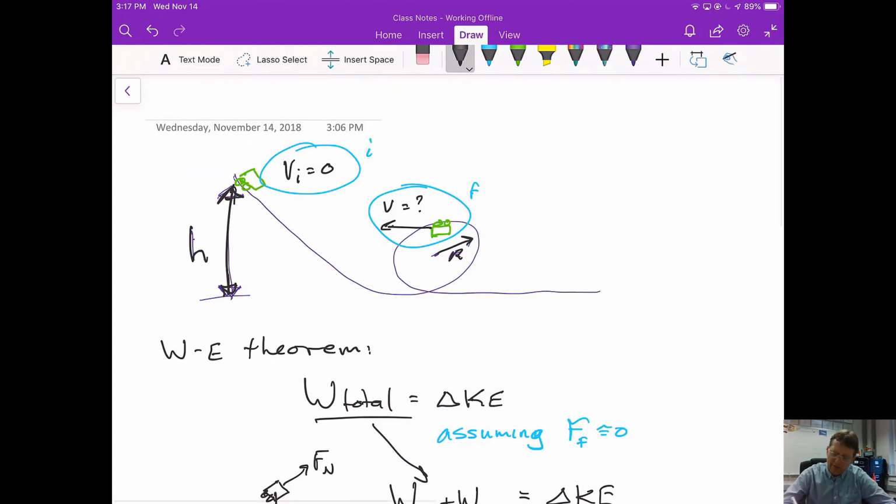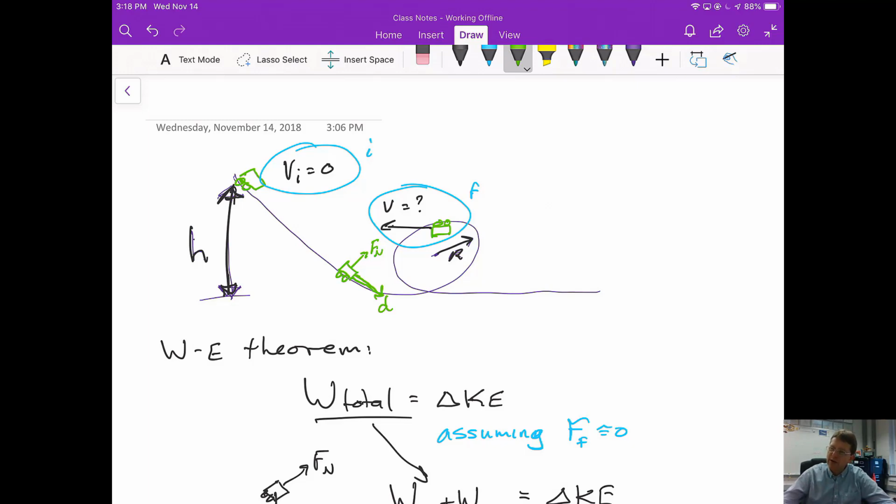Let's just draw the roller coaster at some arbitrary position. Here's the roller coaster. Fn is in that direction, and the displacement is in that direction. You can draw that picture anywhere on the roller coaster, and you'll recognize that we don't know D. Is it going to end up being the whole length of the roller coaster?